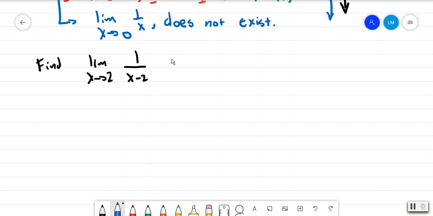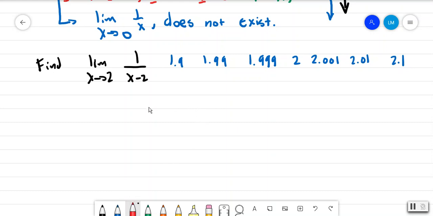Let's say that we set up some of our values. So if we have 1.9, 1.99, 1.999, we know that at 2 it's undefined, and then 2.001, 2.01, and then 2.1. We can actually get closer if we want, but it's just preference really.